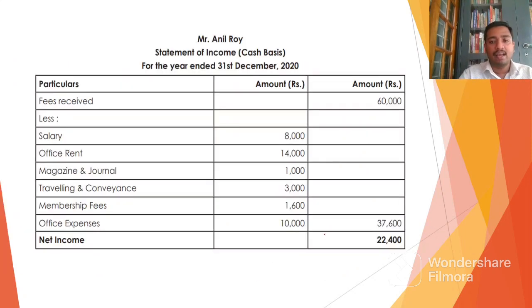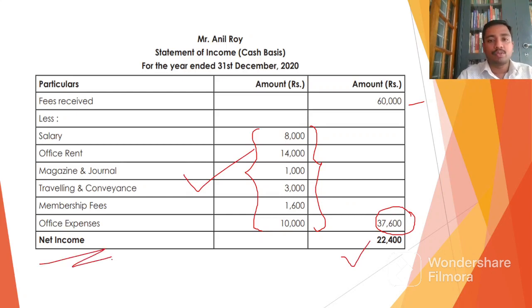So let's see the answer. Fee received is 60,000. All other items in 2020 should be deducted because these are payments. So the total of that is 37,600, and the remaining amount is our net income, that is 22,400. So that is very clear.